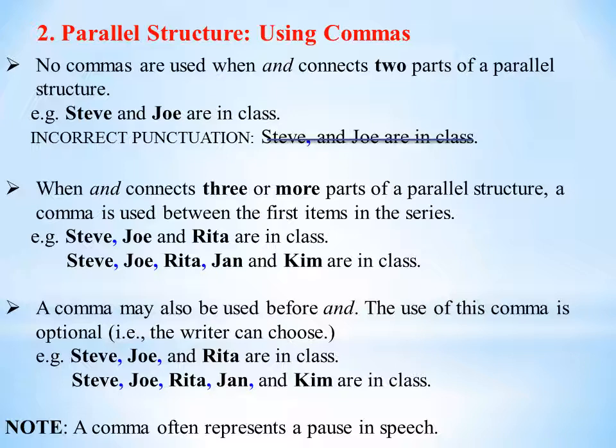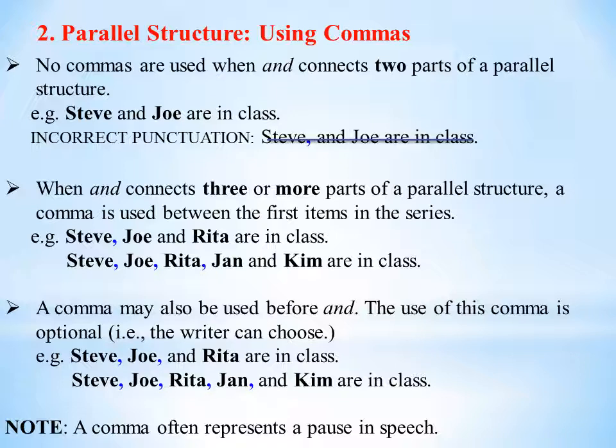But when and connects three or more parts of a parallel structure, a comma is used between the first items in the series. Example, Steve, comma, Joe and Rita are in class. So we notice that the comma is between the first items. Another example, Steve, comma, Joe, comma, Rita, comma, Jan and Kim are in class. So again we notice that the commas are between the first items and there is no comma before and.